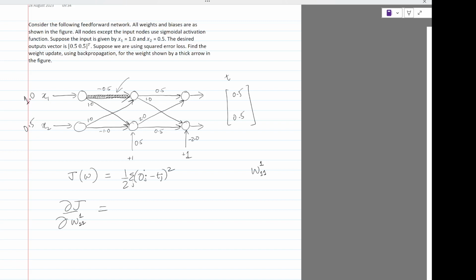If I say OJ is the output of this layer, O2, O1, and this is X1, then because OJ is a function of the previous things, del J by del W11 is summation over j of del J by del OJ2 into del OJ2 by del W11, right?